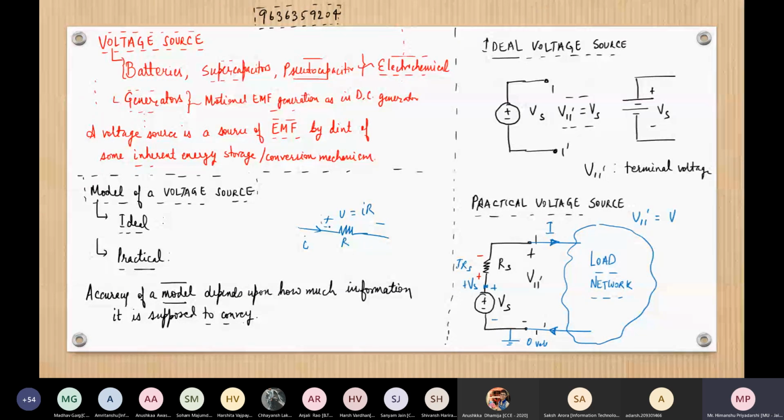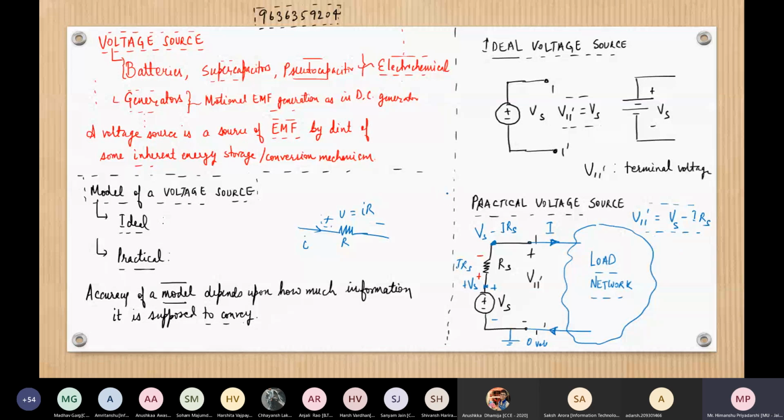So if this node is at Vs, naturally what will be the potential of this node? It will be Vs minus I Rs. So this is the difference.